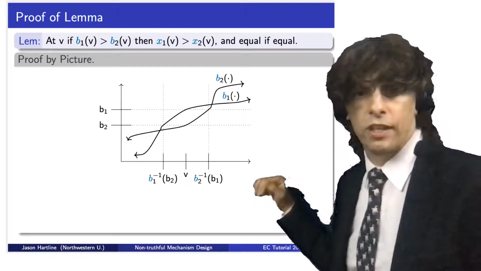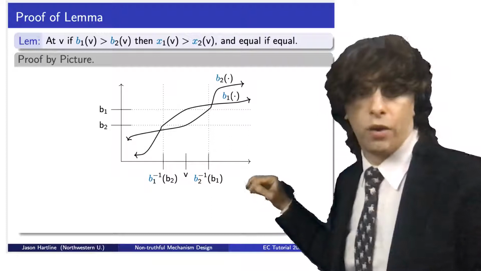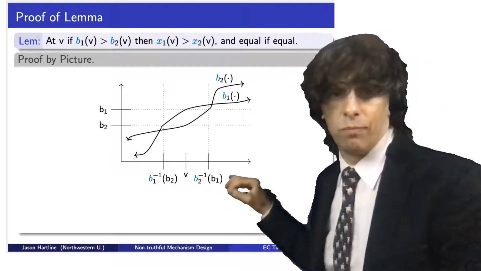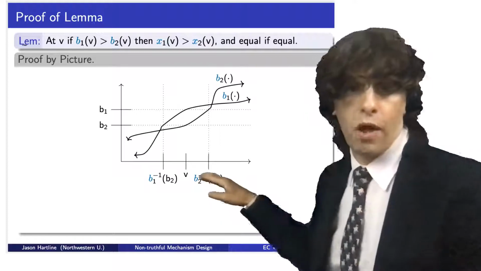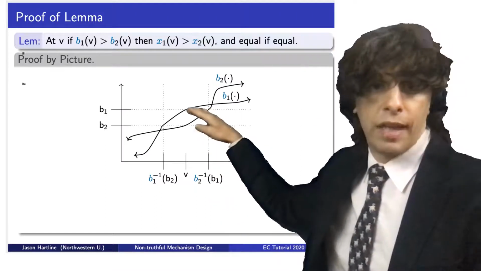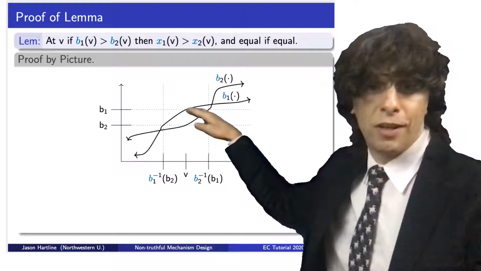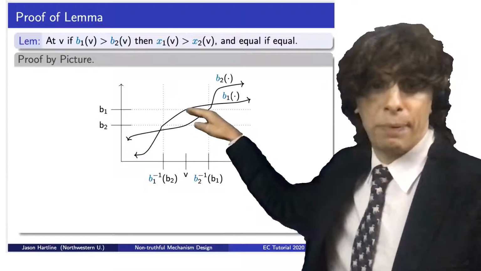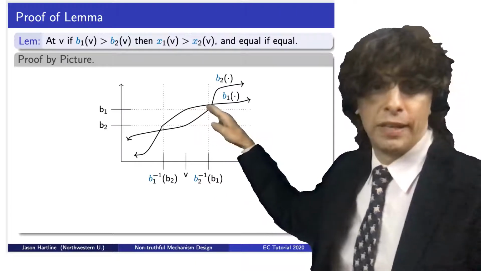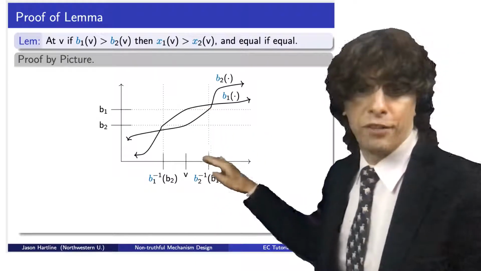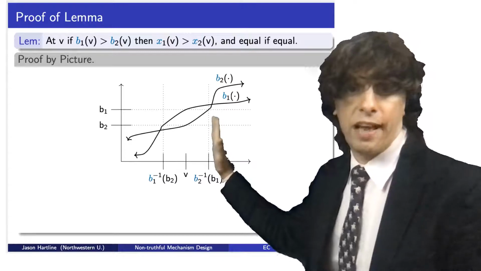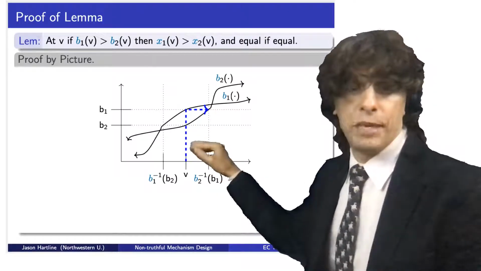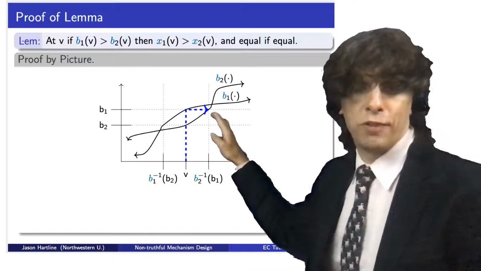And first, let's note, when is bidder 1 beating bidder 2? Bidder 1 is bidding b1, and bidder 1 beats bidder 2 as long as bidder 2's bid is less than b1, which happens as long as bidder 2's value is less than b2 inverse of b1, so less than this high value. So bidder 1 beats bidder 2 as long as bidder 2's value is less than this high value.